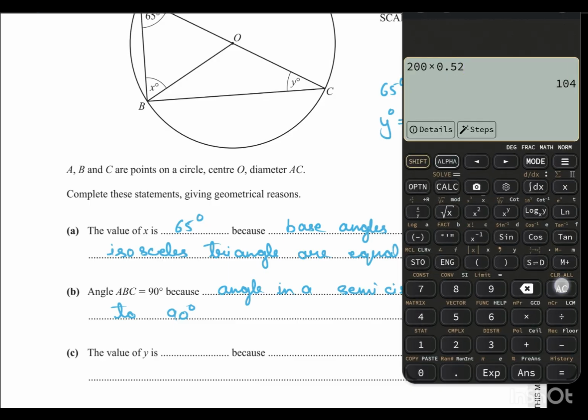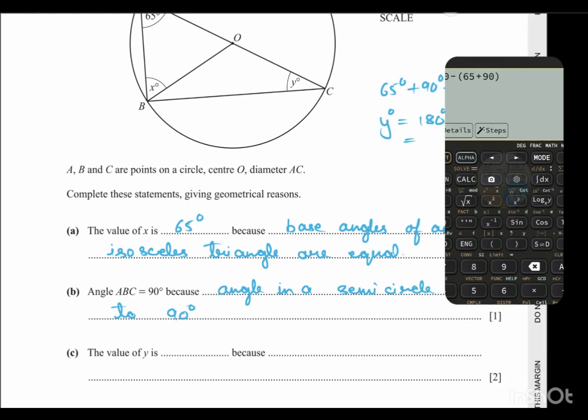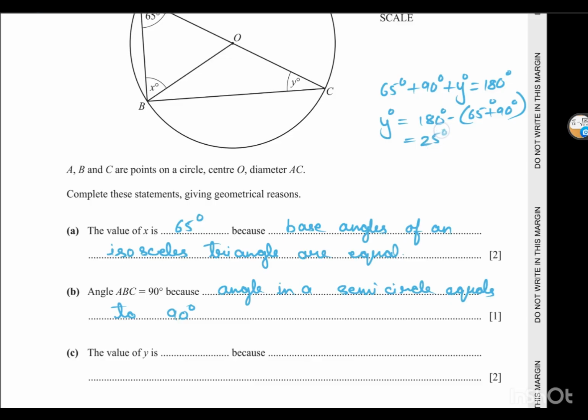So just do that. 180 minus 65 plus 90, 25. So it is 25 degrees. So write down the answer 25, because the sum of the angles in a triangle is 180 degrees. That's all.